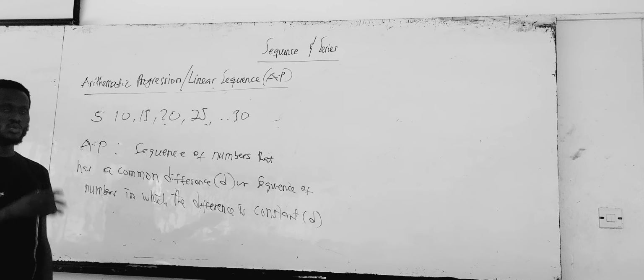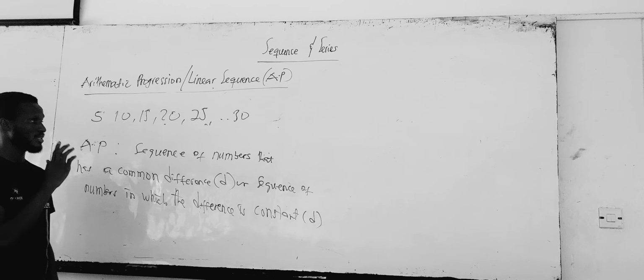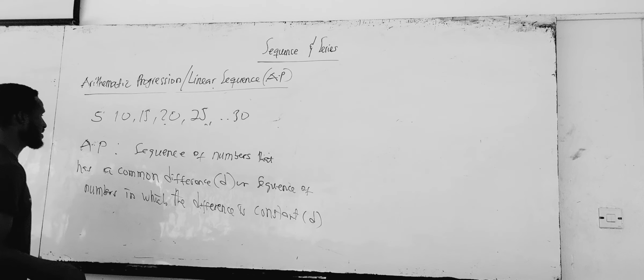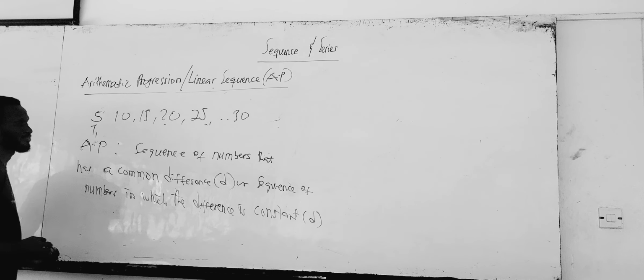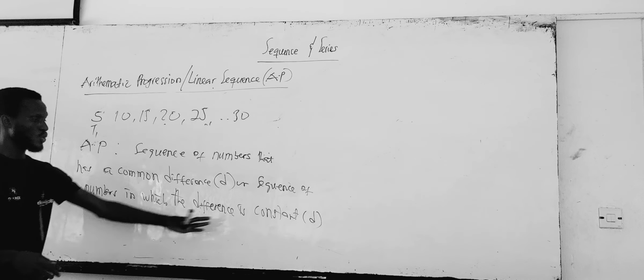Now, when we are generating a sequence of numbers, what we need is the first number, that's the first term, and then we also need the common difference.